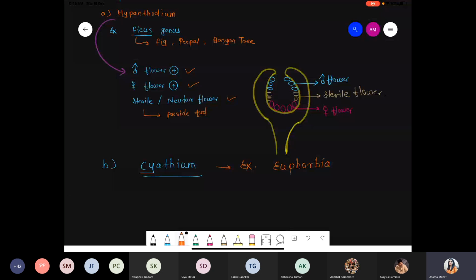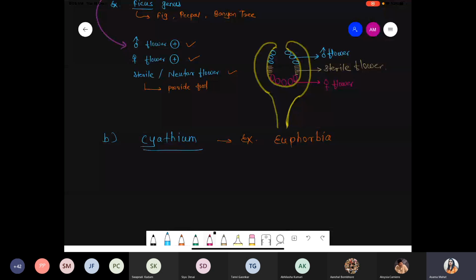Now it's a very special condition where inside the flower a single female is present, single female, right? And now there is a presence of many male flowers. So what is the meaning of this inflorescence? Simple, straightforward: only a single female flower is present, but many male flowers are present. Along with that, we are talking about one very special condition.